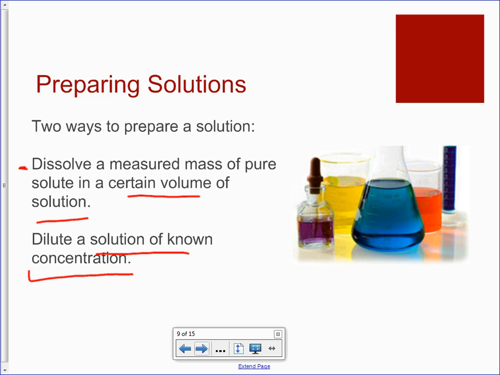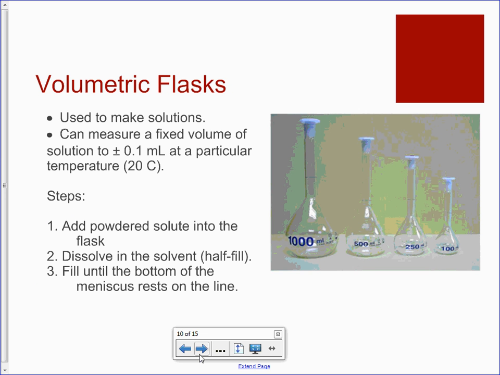So in the first manner, where we add a measured mass of a substance to a given volume, in order to prepare this, we need to use what are called volumetric flasks. Volumetric flasks are a specialized piece of equipment that we use specifically to make solutions. They are especially accurate because they measure a fixed volume of a solution, and they measure it to a very precise degree, generally at a particular temperature being 20 degrees Celsius, so about room temperature-ish.